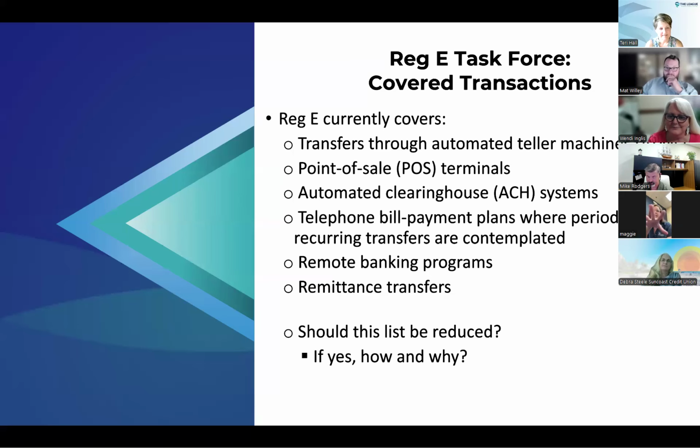The only other one is remittance transfers. Anybody have thoughts on that before we move on? I'm trying to keep this rolling. I don't want to cut anybody off, but does anybody have anything on the remittance transfers that we want to cover before we get over to peer-to-peer networks?